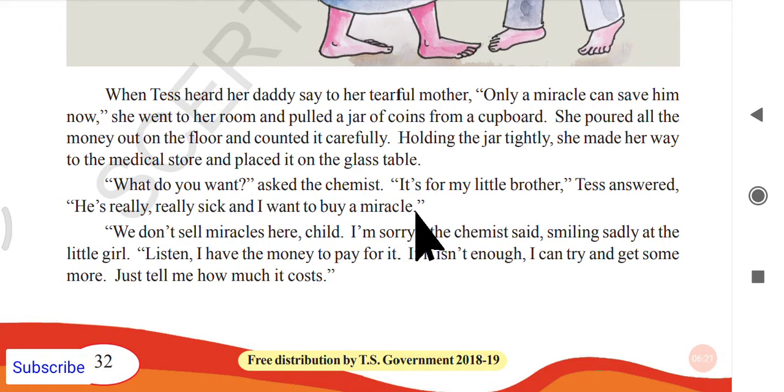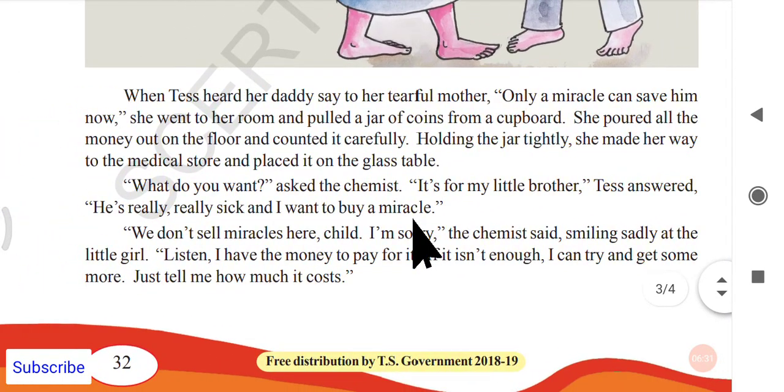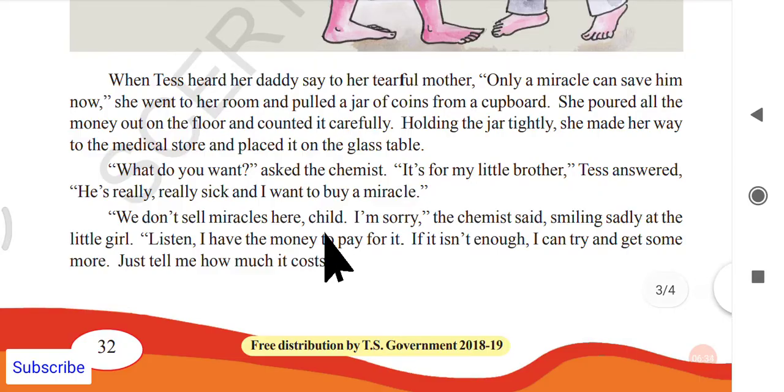She said, see, shopkeeper, this is for my brother. He is really, really sick. He is not well at all. So I want to buy a miracle. We don't sell miracles here, child. I am sorry, the chemist said, smiling sadly at the little girl. Of course, the chemist is aware of what she is asking, and he said, no, there are no miracles available here. We don't sell that type of medicine here. Sorry, he said, and he was also very sad because he was giving the reply which Tess doesn't like.